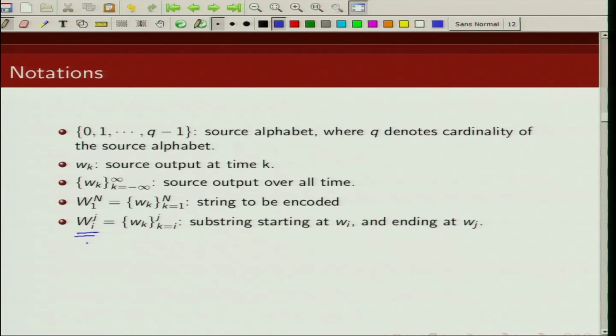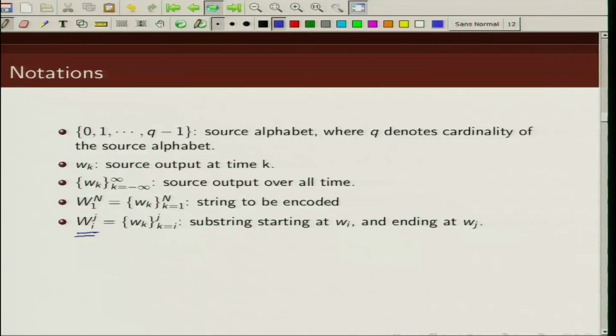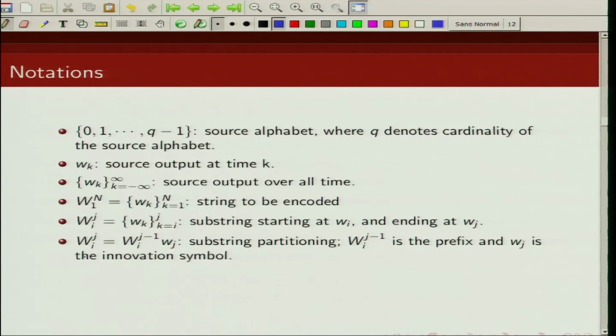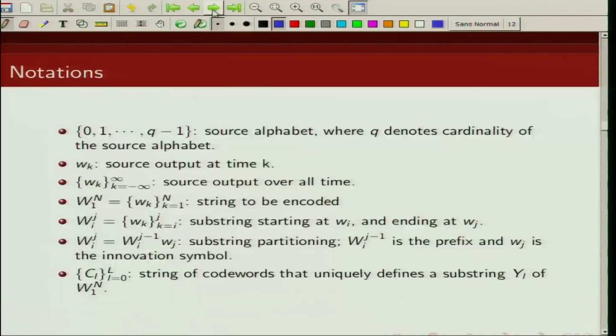I use the notation w_i^j to denote a substring starting at k equal to i and going up to k equal to j. And I can write this string, from k going from i to j, as the string going from i to j minus 1 concatenated with another output at time j. So w_i^(j-1) can be considered as a prefix, and w_j is what we call an innovation symbol that makes w_i^j different from w_i^(j-1). The string of code words we will denote by C. So C(l), where l goes from 0 to L, is basically the set of L code words, which will be denoted by C(l).